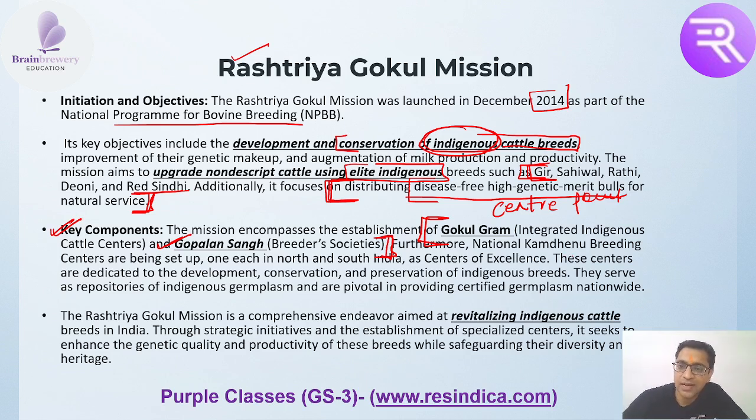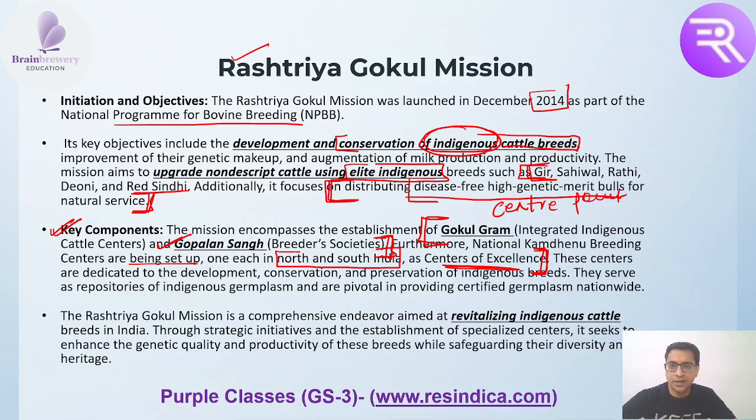Okay, National Kamdhenu breeding centers are being set up in the north and south of India as centers of excellence, where proper quality testing will be happening. So this is how we are going to run our Rashtriya Gokul Mission. And there are some more facts; we will be understanding what the facts are.